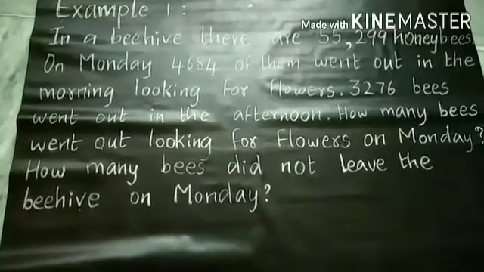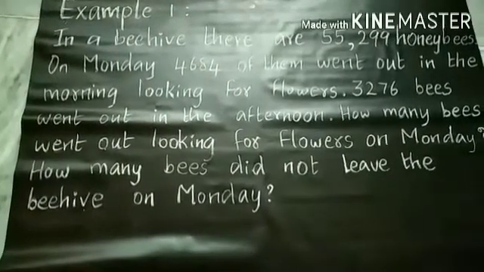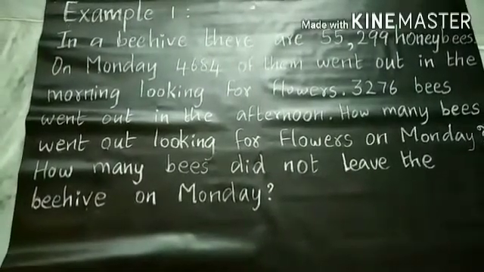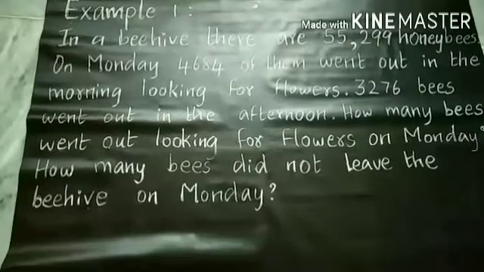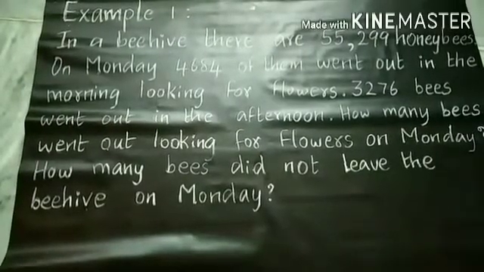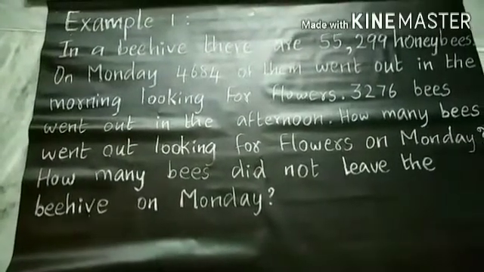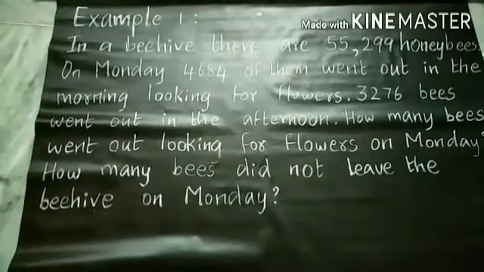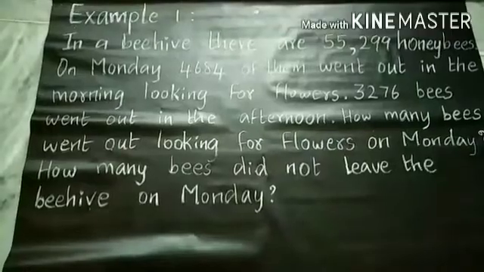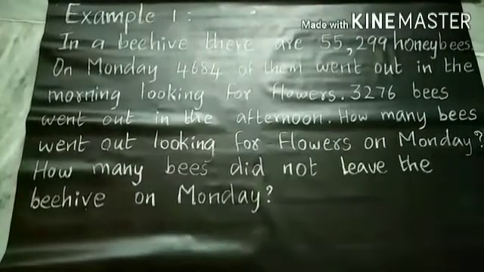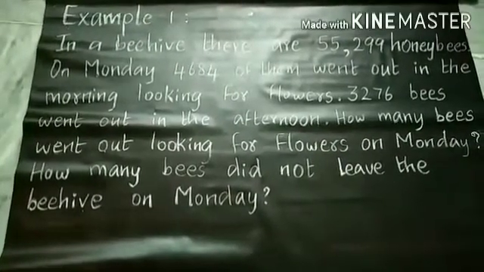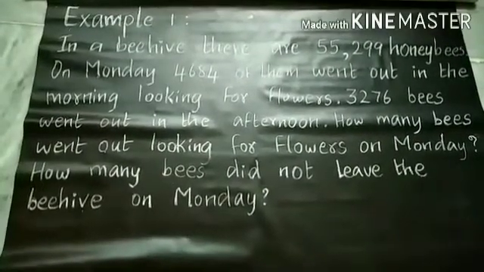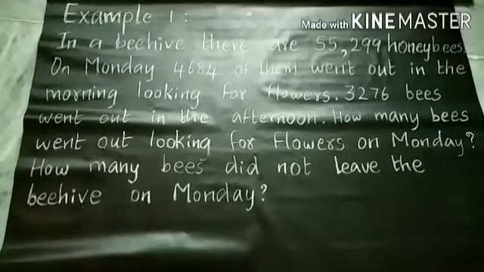Example 1. In a beehive, there are 55,299 honeybees. On Monday, 4,684 of them went out in the morning looking for flowers. 3,276 bees went out in the afternoon. How many bees went out looking for flowers on Monday? How many bees did not leave the beehive on Monday?